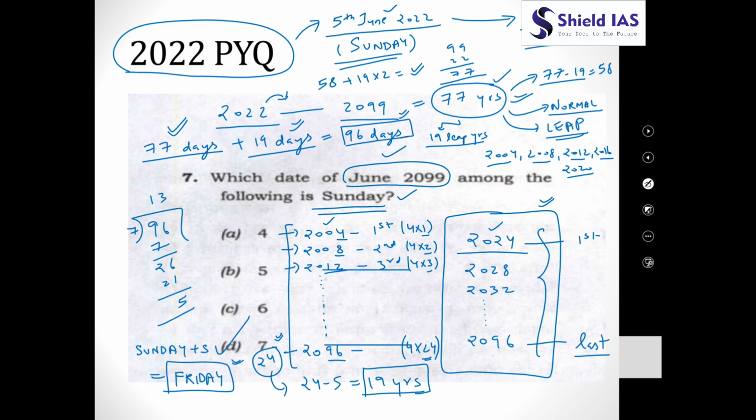This is a good question. Let me know in the comment section if you are getting any difficulty or you haven't understood any of the steps. I will retell in the next class if anyone faces difficulty in this particular question. Okay, so the answer to this particular question is D, that is 7th June 2099 would be the first Sunday in June 2099.